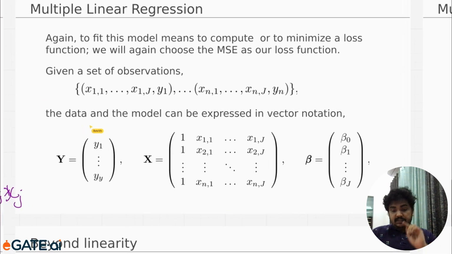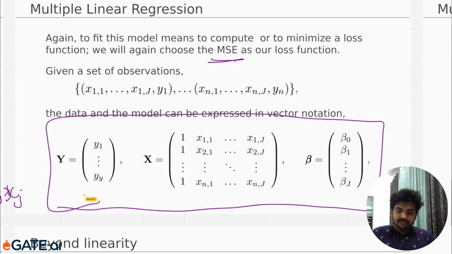Again, to fit this model, we have to minimize a loss, where we will again choose the MSE or the RMSE. Please remember that we are talking about n labels because we have n observations, and each observation in itself has j predictors, and we have the coefficients here, beta 0 to beta j. So this is the matrix formulation we are talking about.